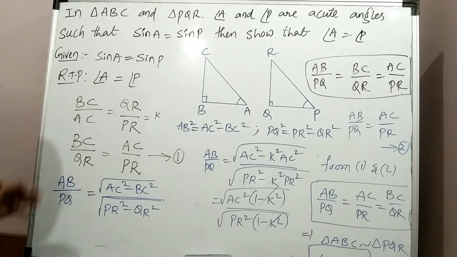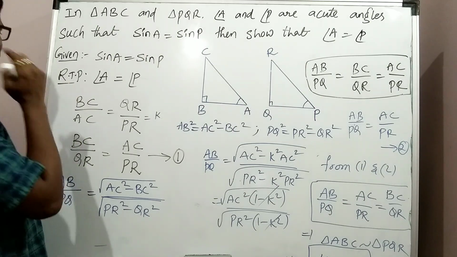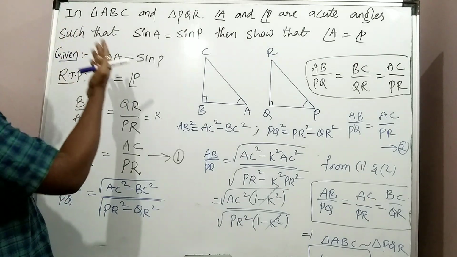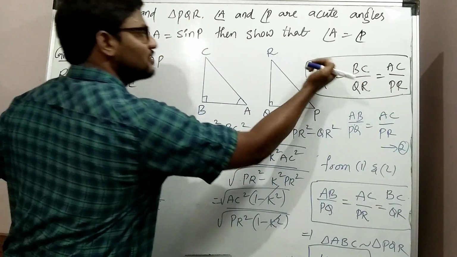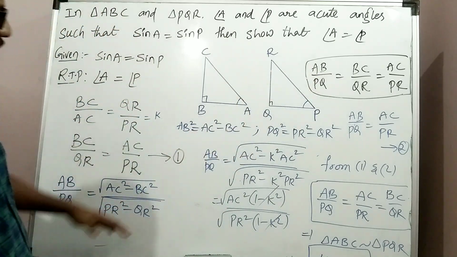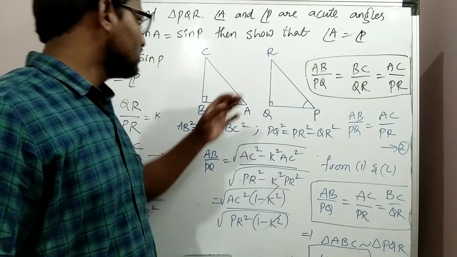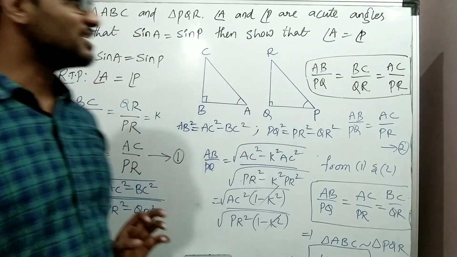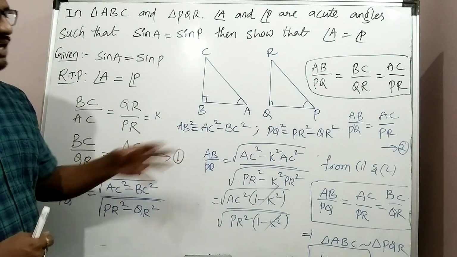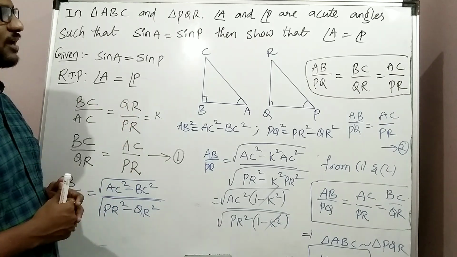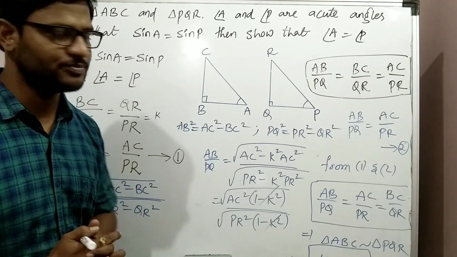So first take the given condition and what is required to prove. Next, using the condition, prove these two ratios are equal. By taking the third ratio and simplifying, you will get that this is also equal to AC by PR. From the two equations, you can conclude two triangles are similar and their corresponding angles are equal.